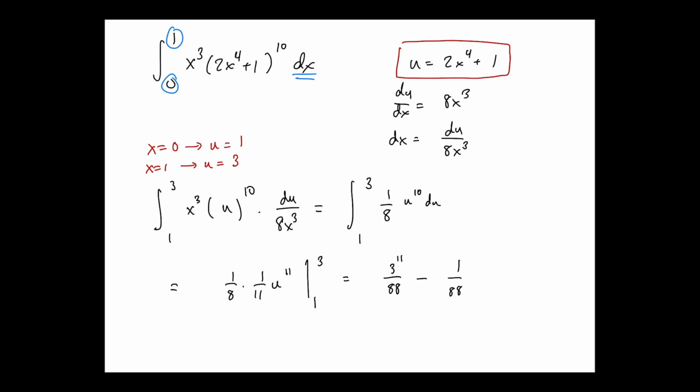Okay, so 3 to the 11th is, of course, going to be a relatively large number. And then 1 is easy, but that's it. Okay? And so in this case, just leave it like that. If you wanted, I suppose you could put this together as one fraction, but since they already do have a common denominator, but whatever. Right?